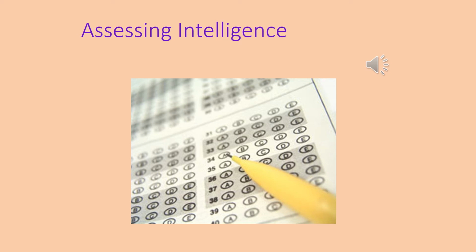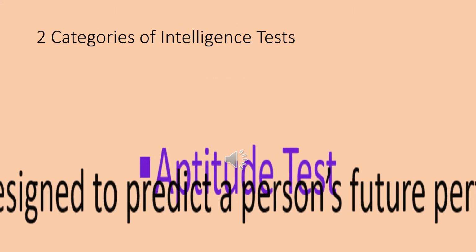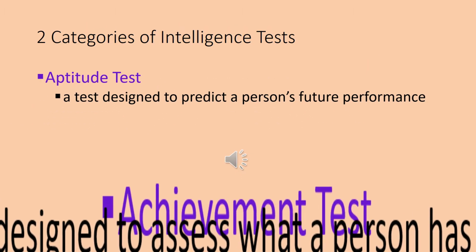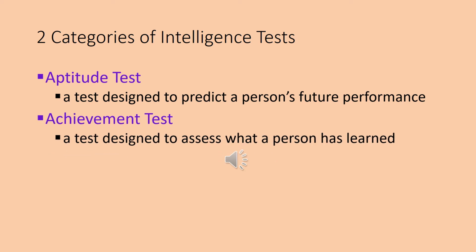In this chapter, we'll look at types of intelligence tests and how we assess intelligence. There are two different categories of intelligence tests. First of all, an aptitude test. An aptitude test is designed to predict how well you will perform in the future. A good example would be an SAT test. An SAT test will determine how well you will perform in a higher education institution.